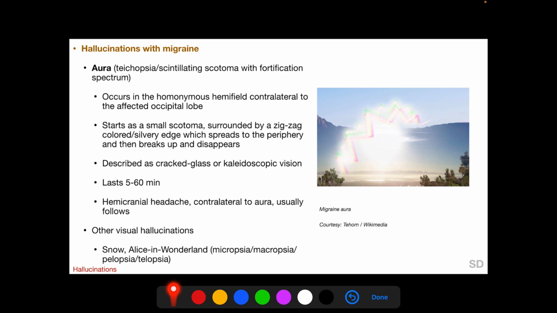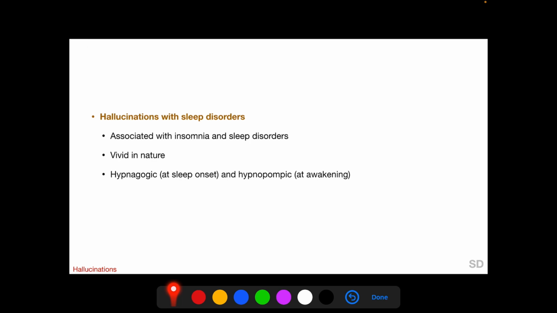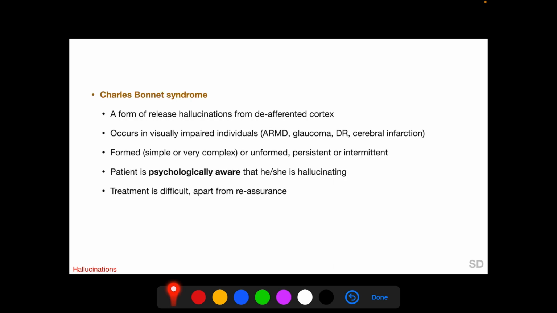Other visual hallucinations which can happen with migraine are snow, which we have seen in the previous slide, or Alice in Wonderland phenomena, in which there are a variety of visual distortions. Hallucinations can occur with sleep disorders, and they are very vivid in nature, appearing as images of persons and animals, and they can occur at sleep onset when they are called hypnagogic hallucination, and when they occur at awakening from sleep they are called hypnopompic hallucination.